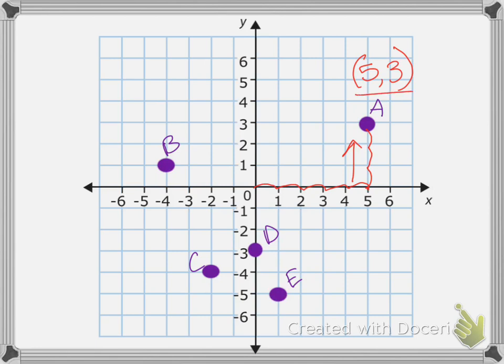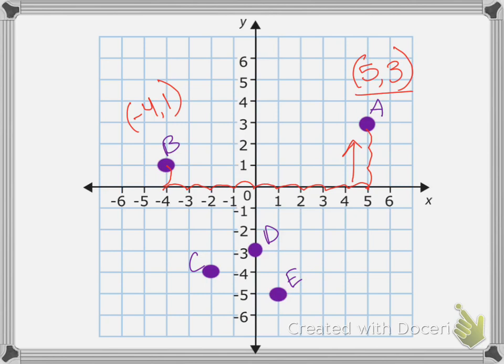Let's look at B. We always start at the origin point. We always start at 0. So we go over 1, 2, 3, 4 to the left. So that's -4. And then I go up 1. So my ordered pair would be (-4, 1).